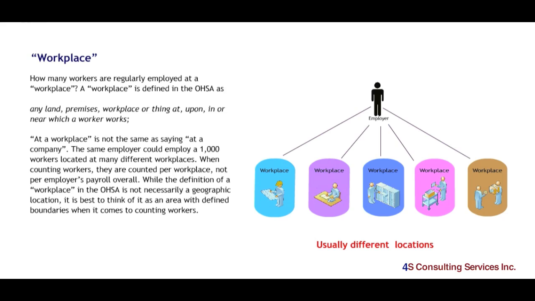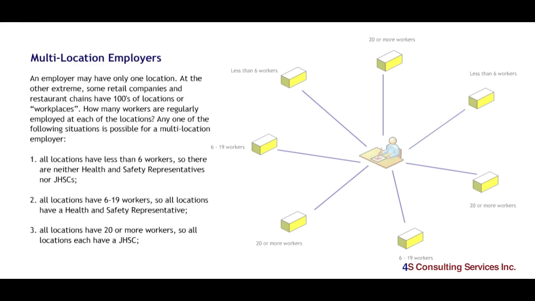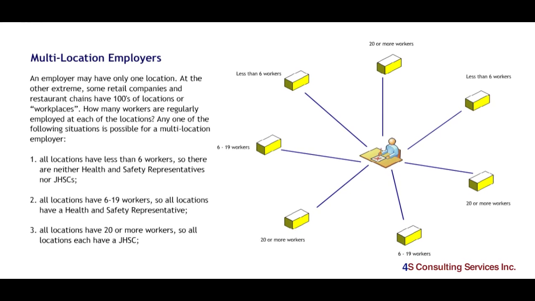While the definition of a workplace in the OHSA is not necessarily a geographic location, it is best to think of it as an area with defined boundaries when it comes to counting workers. Multi-location employers. An employer may have only one location. At the other extreme, some retail companies and restaurant chains have hundreds of locations or workplaces. How many workers are regularly employed at each of the locations?